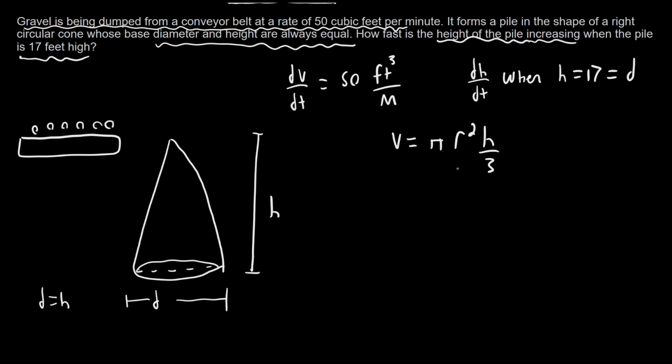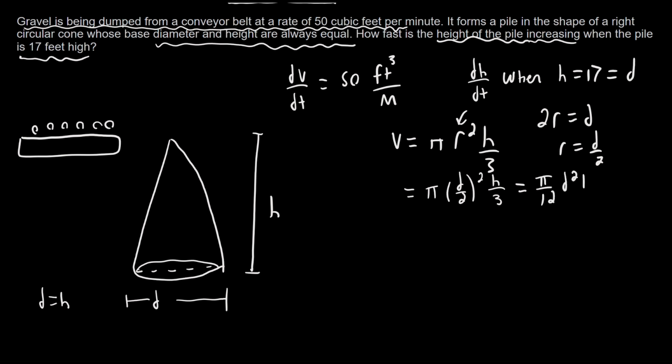And since we're in terms of diameter, we could replace the r with 2r equals d. So radius is diameter divided by 2. So let's sub that in and simplify. So let's just write that clearly.